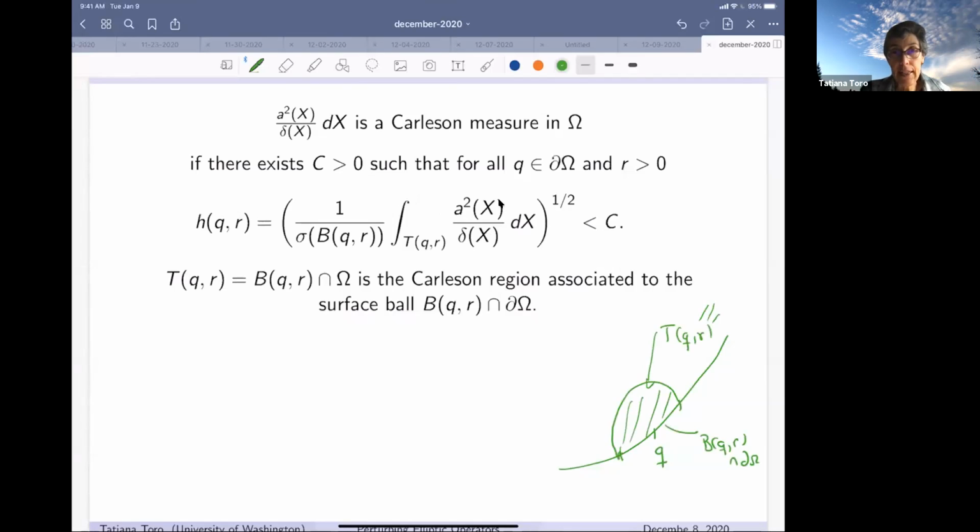We integrate this function over the solid area. We divide by the surface measure. Sigma is the surface measure of this piece. Forget the 1/2, that's not too important. This is bounded by a uniform constant.